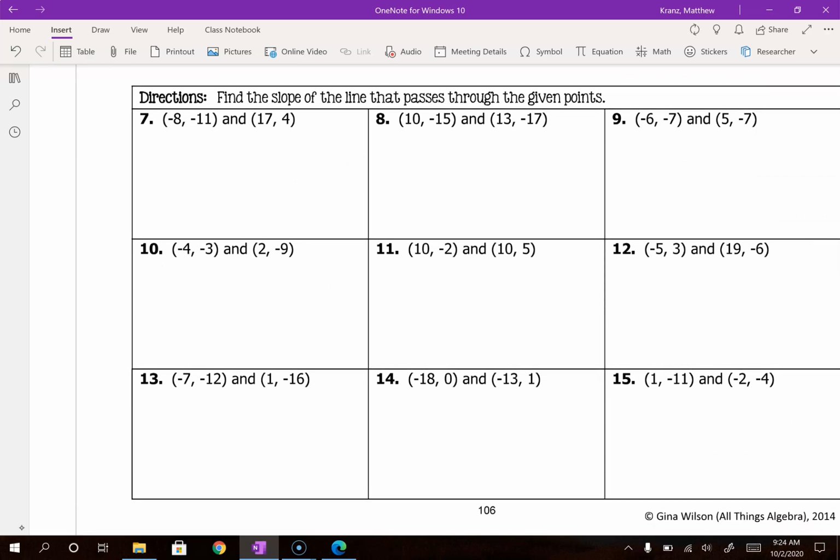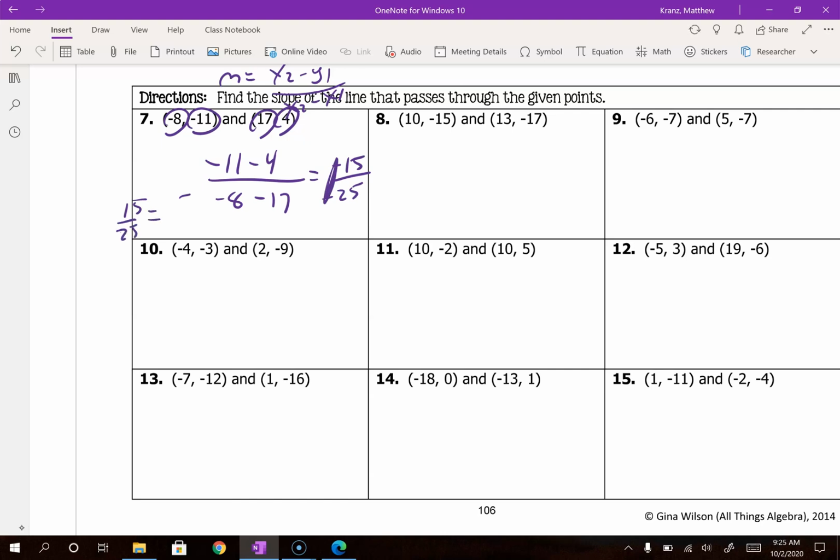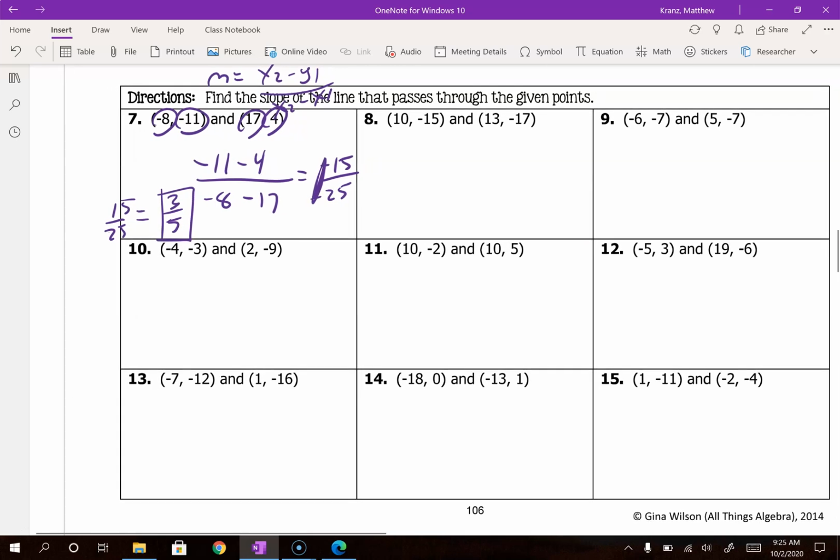So like this one, remember your formula, m equals y2 minus y1 over x2 minus x1. So you take the two y's and subtract them. Negative 11 minus 4 over negative 8 minus 17. This is negative 15 over negative 25, which is a positive, because these cancel out the negatives. So 15 over 25, 5 goes into both of them. 5 goes into this 3 times and that 5 times. So that is your slope. All right, so you guys are going to work on those.